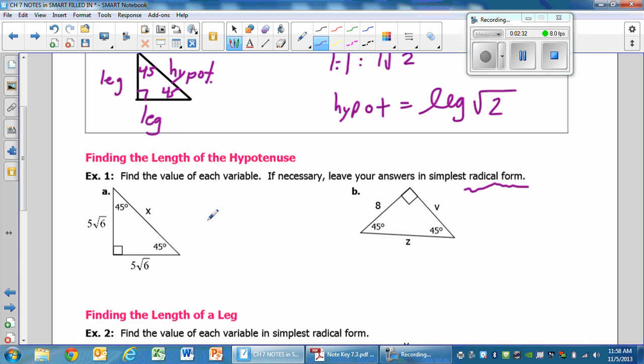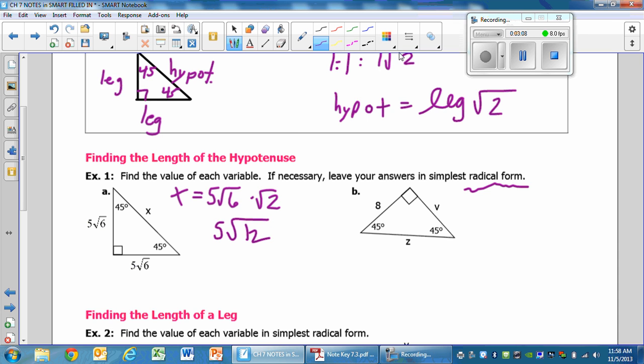So I know that the hypotenuse, or x, equals leg times the radical of 2. So a leg is equal to 5 radical 6, and the hypotenuse equals leg times radical 2. So x would equal, because x is the hypotenuse, 5 radical 6 times the radical of 2. Now we need to multiply those out. So the radical of 6 times the radical of 2, we can combine those. I would get 5 radical 12.